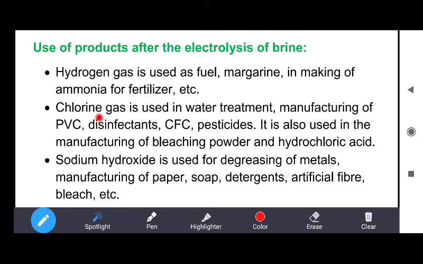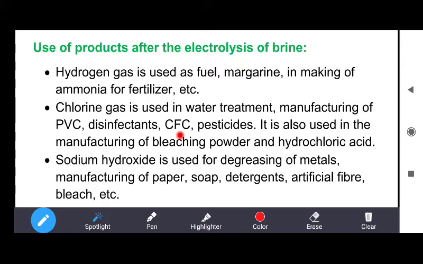Chlorine gas is also obtained as side product and it is used in water treatment for purification of water, manufacturing of PVC, in disinfectants, in CFC. CFC means chlorofluorocarbon, PVC means polyvinyl chloride. It is also used for covering the electric wires. CFC are the chlorofluorocarbons which are used as refrigerant in the refrigerator as well as in the ACs.